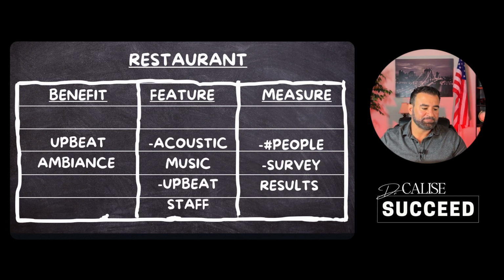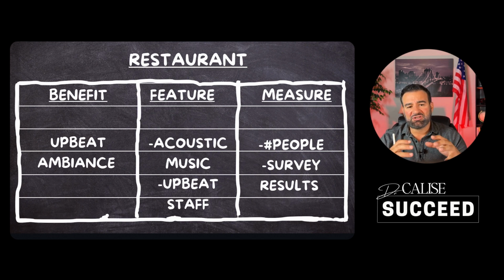Let me give you another example. Same thing, going to be a restaurant example, except the target audience wants an upbeat ambiance. They want an upbeat ambiance. So what are some features that I can include into my restaurant to meet that upbeat ambiance? Well, number one is I could have acoustic music. I could have live entertainment. I could have lighting and TVs in the background. Those are some things I could add. I could have an upbeat staff.